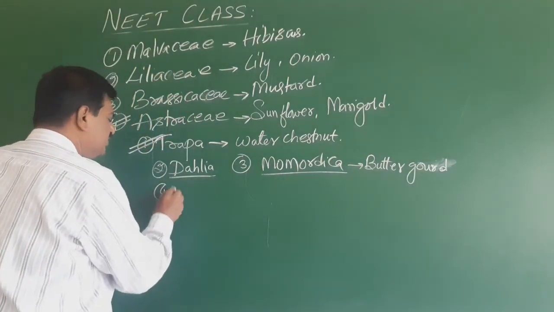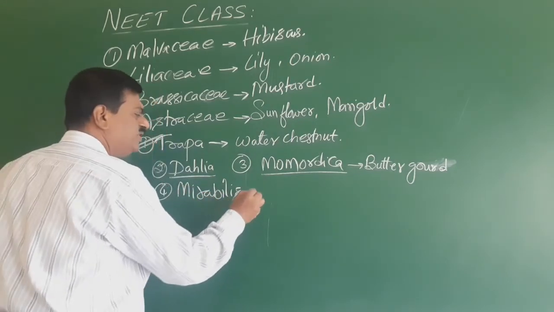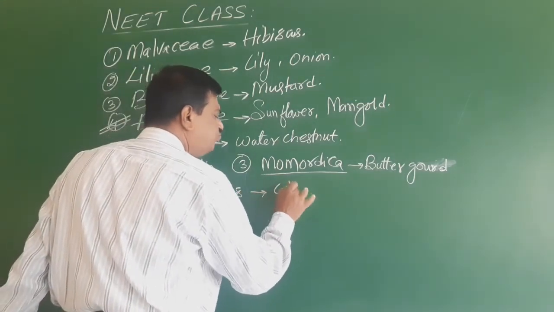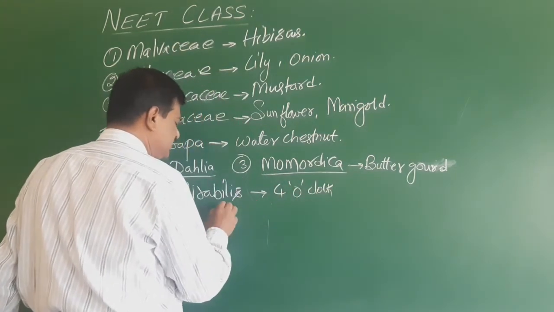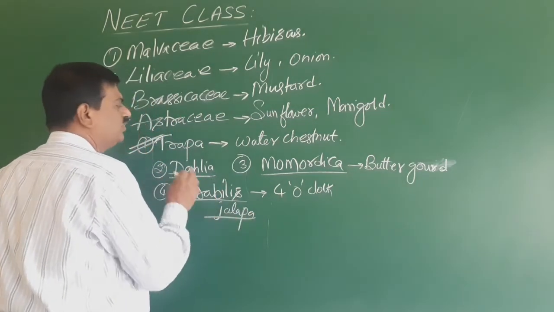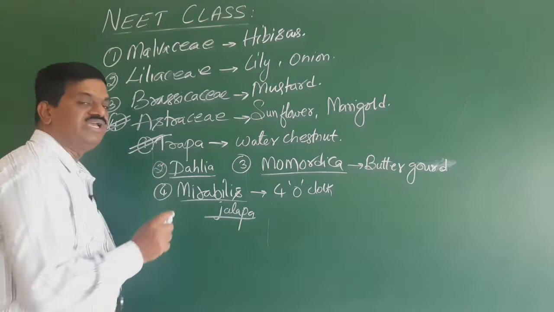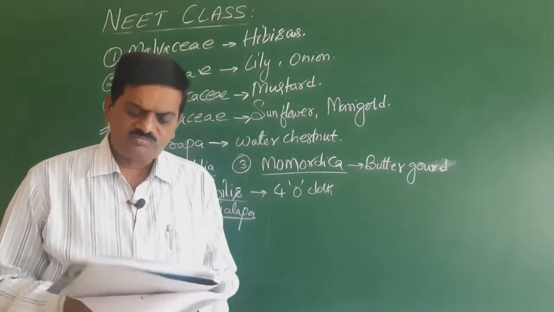And the fourth one is called Mirabilis. This Mirabilis is commonly called the 4-o'clock plant, or Mirabilis jalapa. This is the one. But the right answer for photosynthetic is Trapa. So we go for the next question.